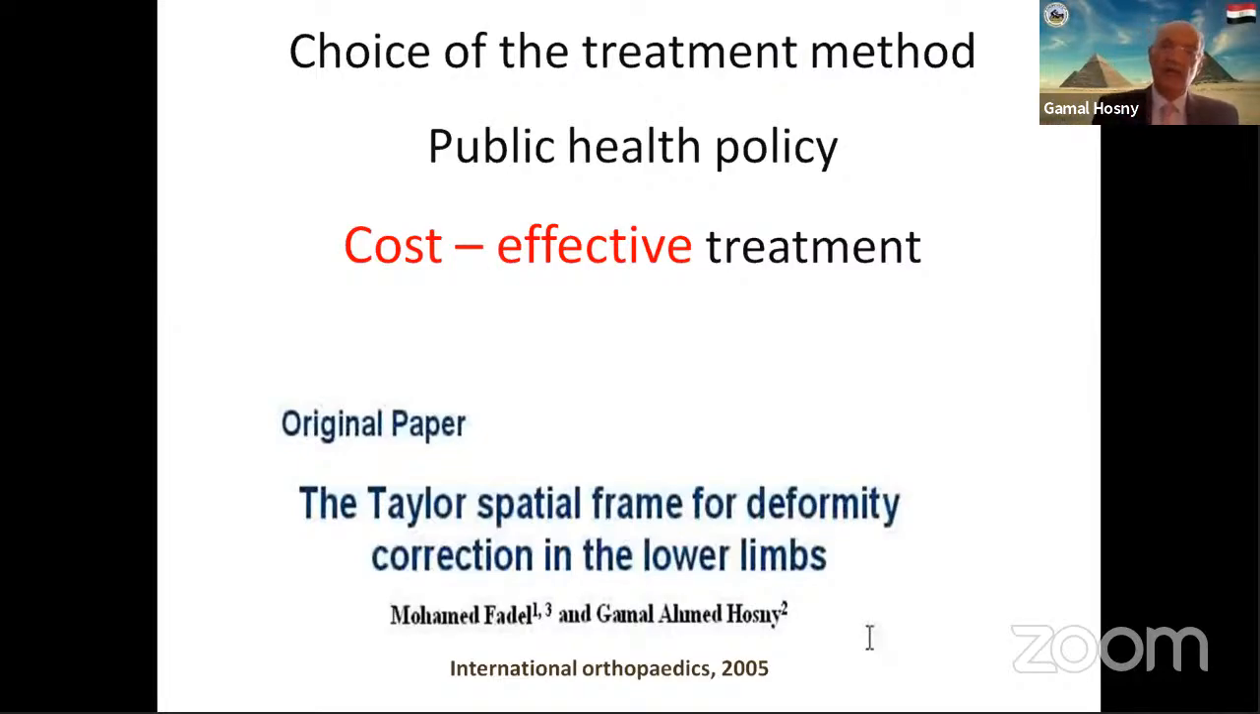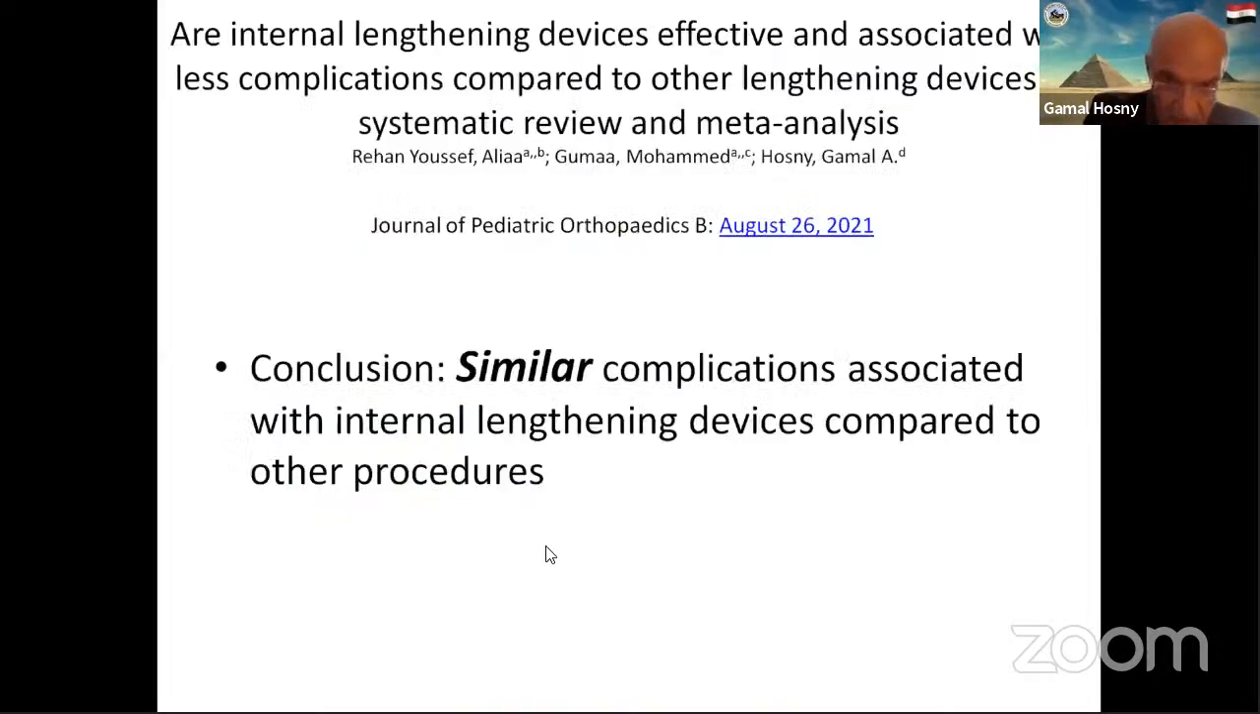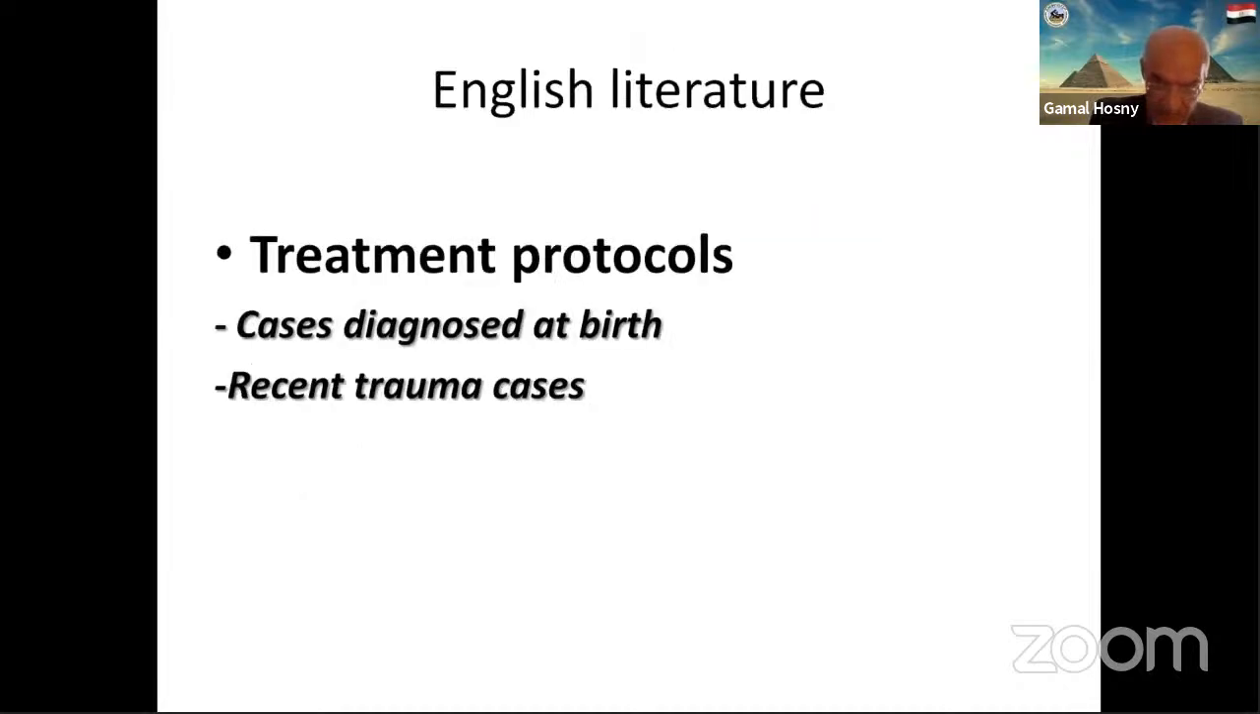The difference is that it might cost more than 20 times more if you use the TSF, and the results are the same. Again, regarding magnetic nailing, I published it just 1.5 months ago. The complications of intramedullary nailing or lengthening nails are almost similar. It's not true that we have better results than with a circular fixator. We made the analysis. So we treat the patient with the best treatment, but at the same time taking the costs into consideration.